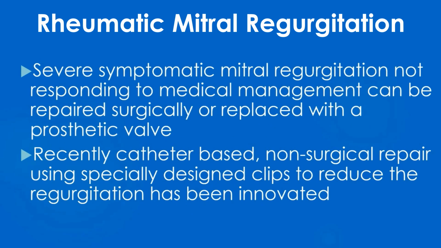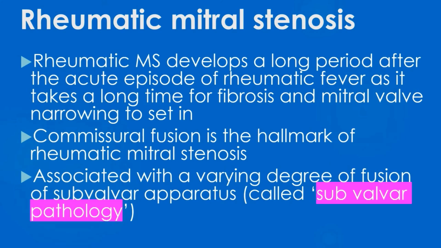Severe symptomatic mitral regurgitation not responding to medical treatment can be repaired surgically or replaced with a prosthetic valve. Recently, catheter-based non-surgical repair using specially designed clips to reduce the regurgitation has been innovated. Rheumatic mitral stenosis develops a long period after the acute episode of rheumatic fever, as it takes a long time for fibrosis and mitral valve narrowing to set in.